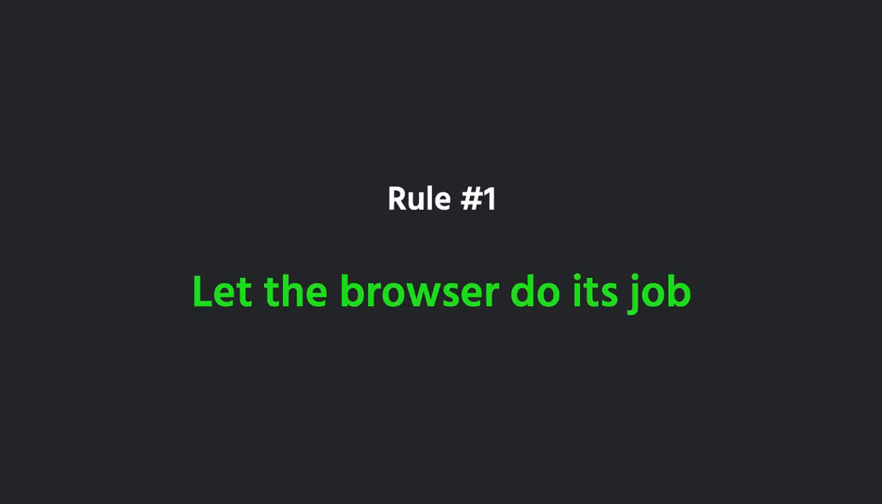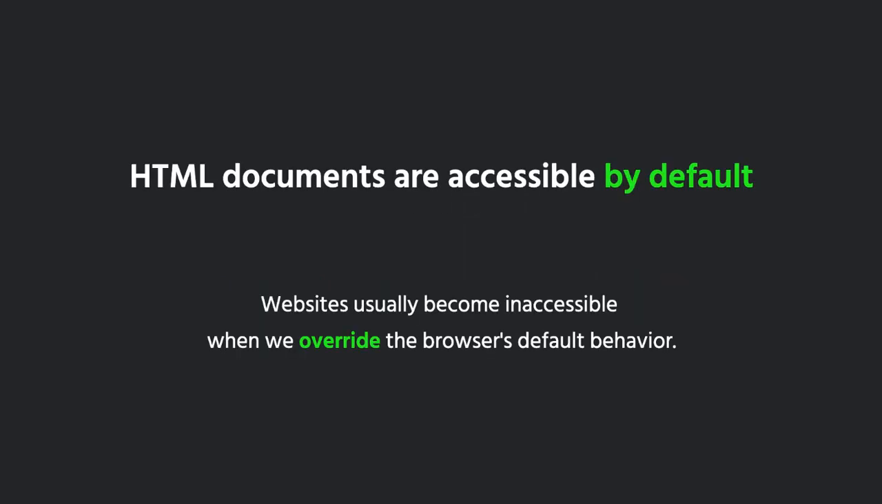So rule number 1 is just to let the browser do its job. For the most part, HTML documents are actually pretty accessible by default, and the problems we run into are usually when we try to override what the browser is trying to do. As long as we're just using semantic tags and not doing anything weird that the browser doesn't expect, a lot of accessibility problems are going to be taken care of.